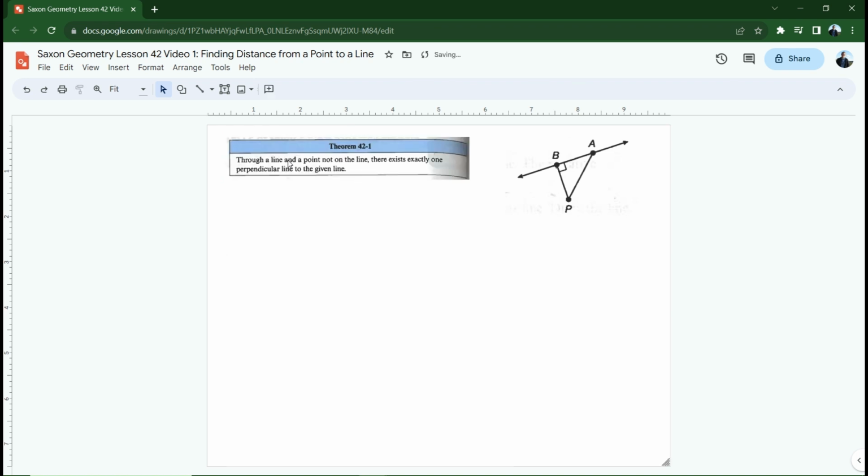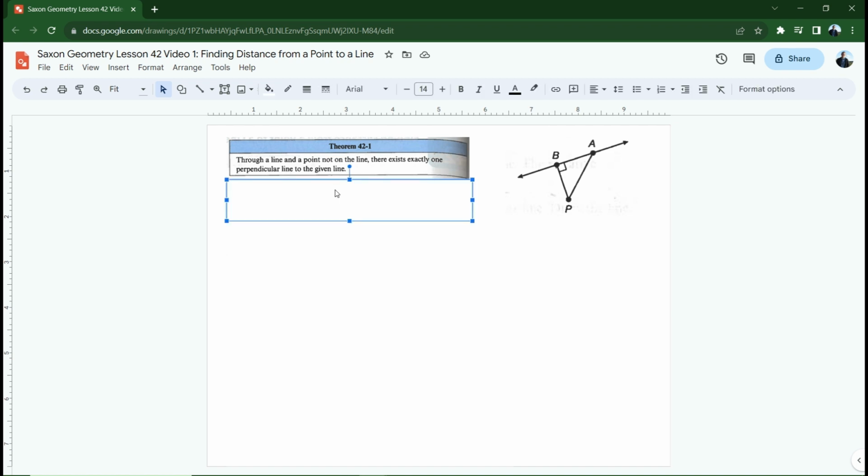All right. First, let's point out this theorem. Theorem 42.1 states that through a line and a point not on the line, there exists exactly one perpendicular line to the given line. Hey, that's kind of nice for us, though. So if we know the equation of line AB, and we're trying to find the distance between point P and line AB, the first thing we're going to need to do is find a perpendicular line that passes through point P. And it's helpful to know that there's just one of them.